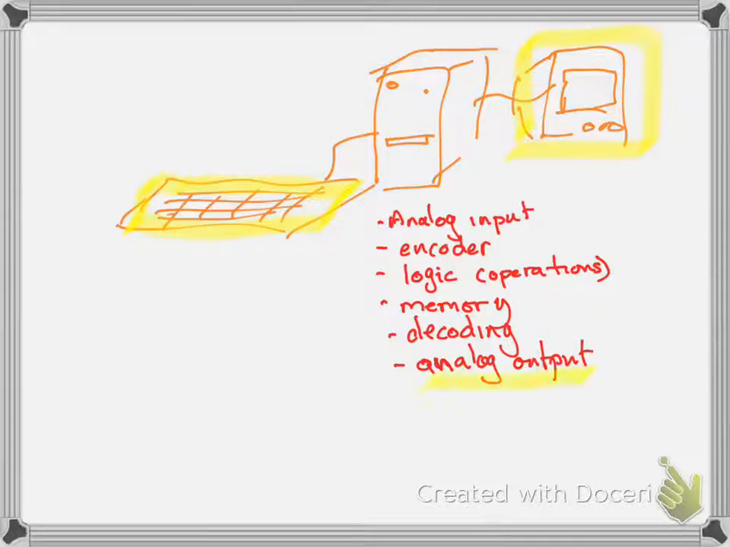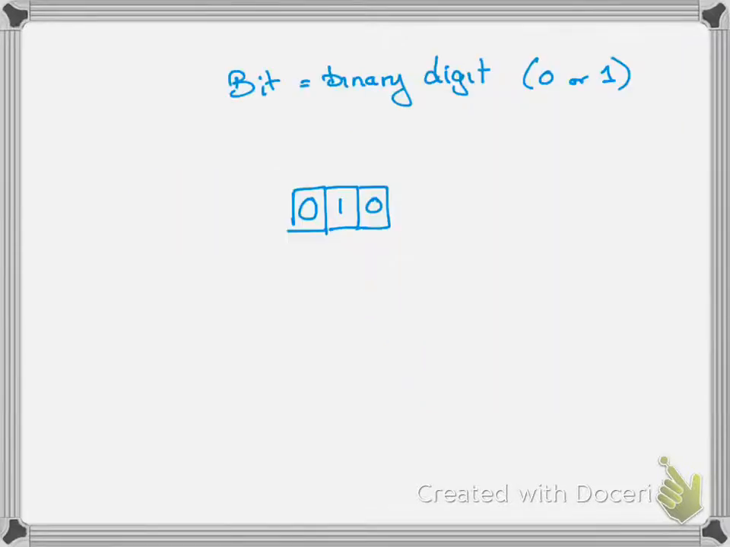So those are the operations in a computer. The three main operations that we're interested in are encoding, decoding, logic operations, and memory. Those are the three main operations that we do with circuits, and that's where we're going. So let's start talking about encoding.